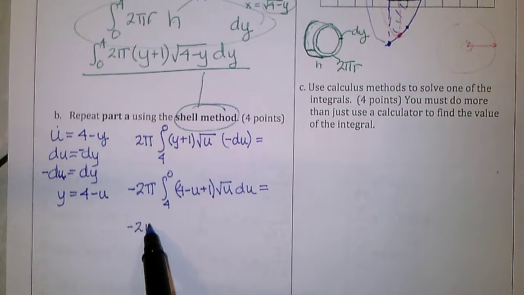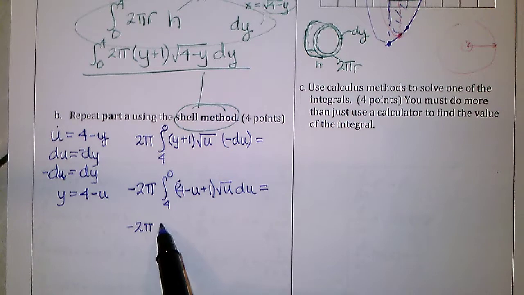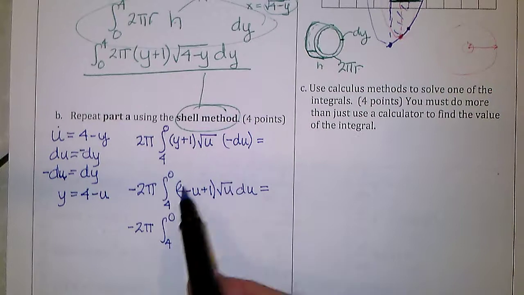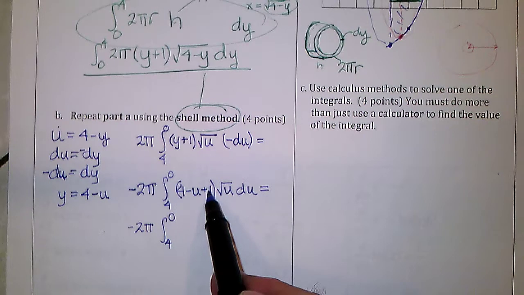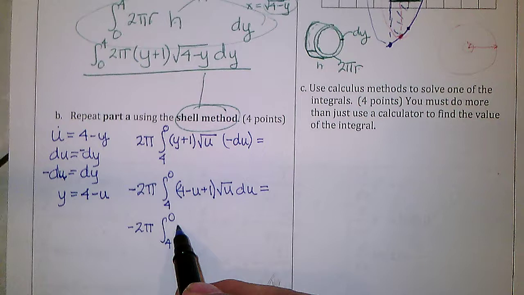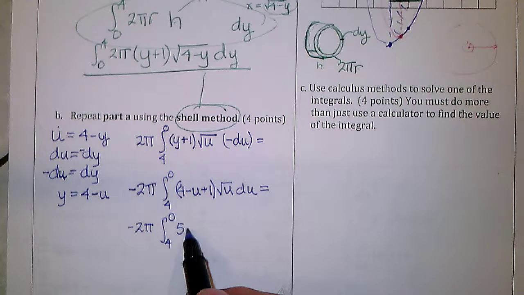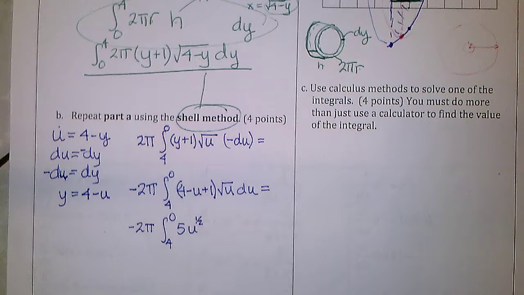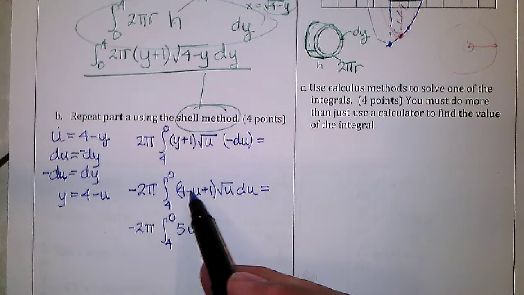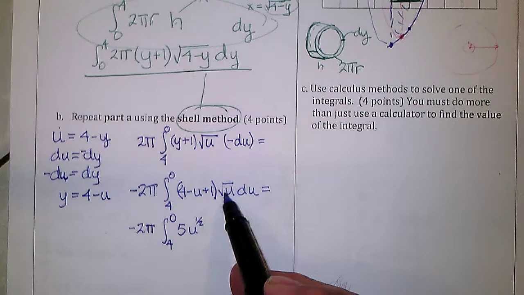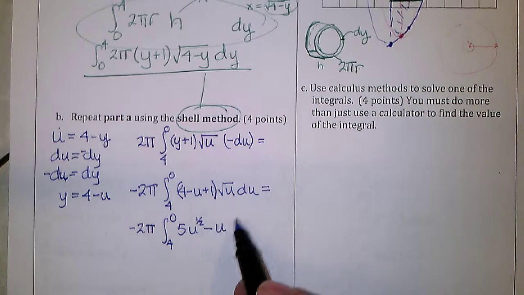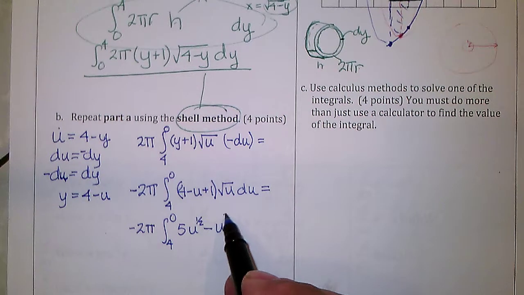Which then becomes negative 2 pi integral from 4 to 0. 4 plus 1 is 5 times the square root of u, so I'm going to write 5 u to the 1/2. And then I'm going to have a minus u times u to the 1/2, which is going to be minus u to the 3/2.